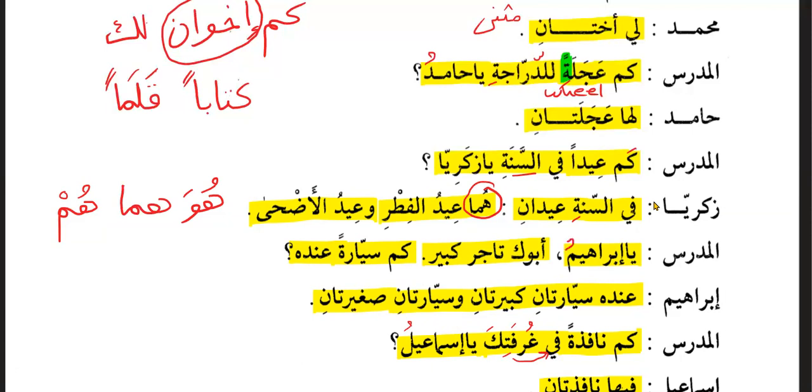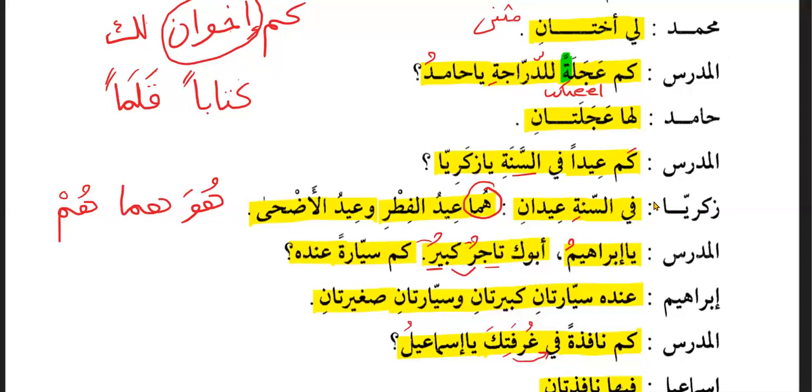المدرس يا إبراهيم أبوك تاجر كبير. نعم. أبوك تاجر كبير. عبد القيوم, تاجر كبير. What's the ruling of تاجر كبير? What do we call them? نعت ومنعوت. منعوت ونعت. نعم. So تاجر is منعوت and كبير is نعت. So we have the described and the description. So تاجر is منعوت, كبير نعت, or صفة موصوف, some people say.